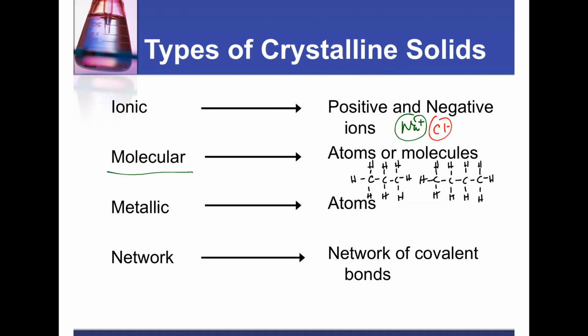All right, so moving on to metallic. In metallic bonding, the smallest units are atoms. They are just metal atoms that are attracted to each other. And so we'll talk about why that is.